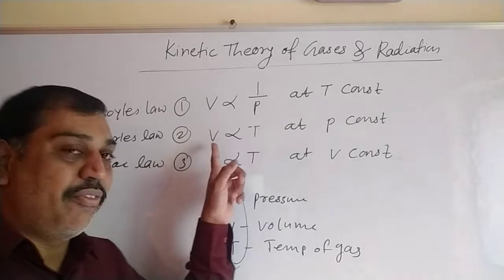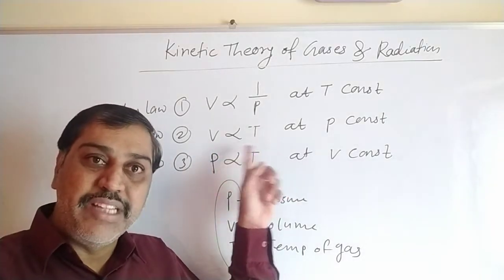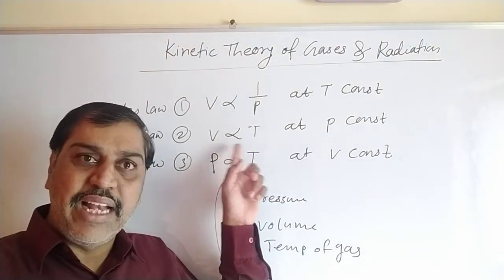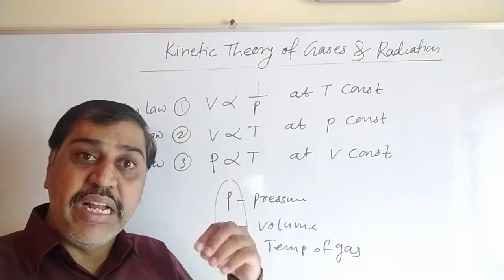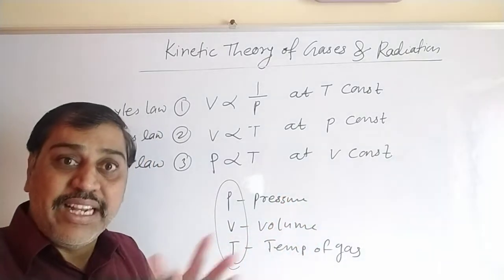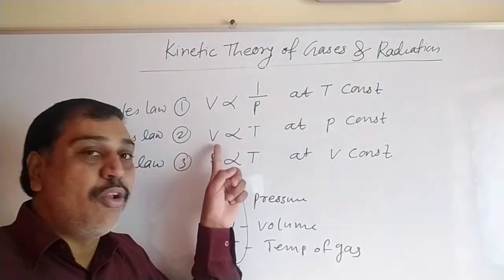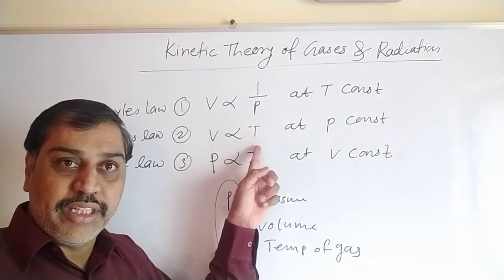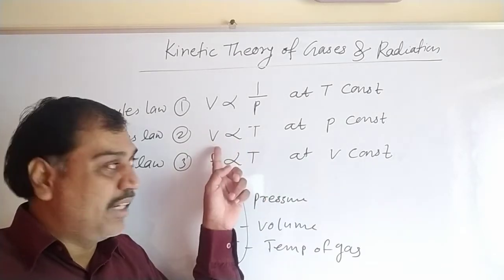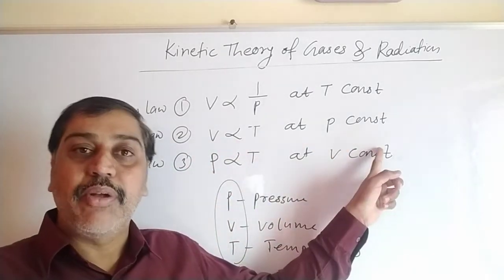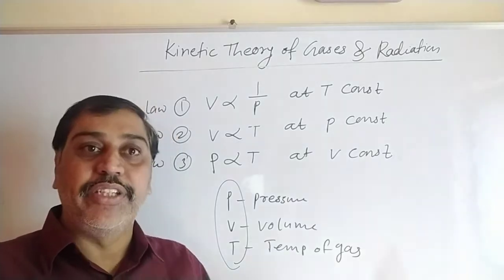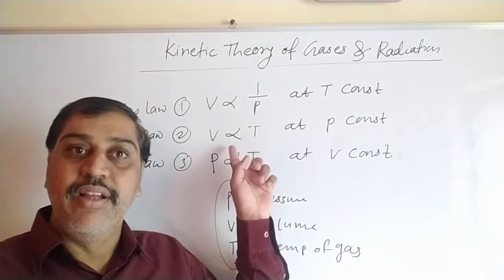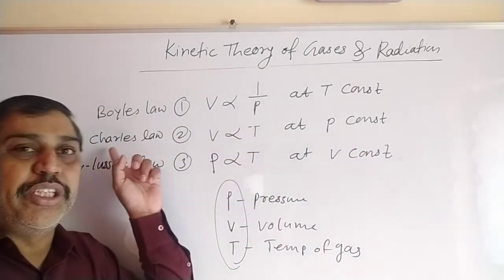Second is V directly proportional to T. Means volume of the gas is directly proportional to temperature. If you increase the temperature, the gas expands. Expand means its volume increases. Increase the temperature, volume increases. And while doing this, pressure of the gas must be constant. If we change the pressure, again this is not valid. So this is the second law, said to be Charles' law.